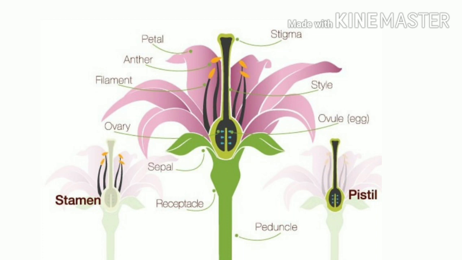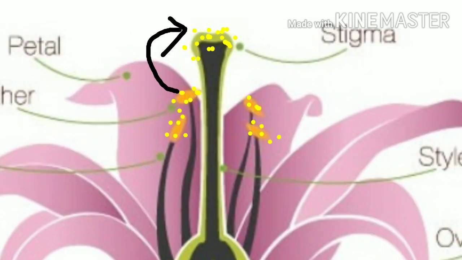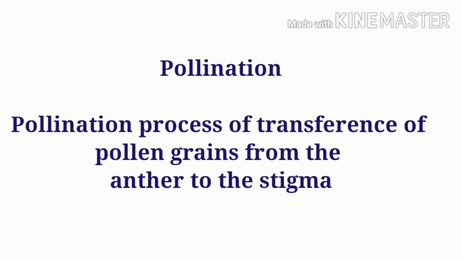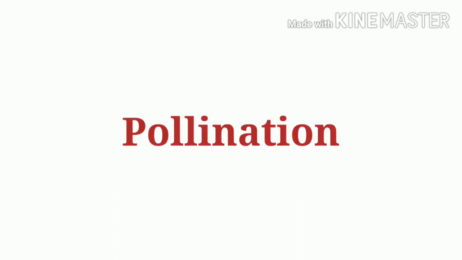For the formation of fruit and seeds, the first step is that the pollen grains must reach the stigma. And this process of transference of pollen grains from the anther to the stigma is called pollination. Pollination may occur in the following ways.